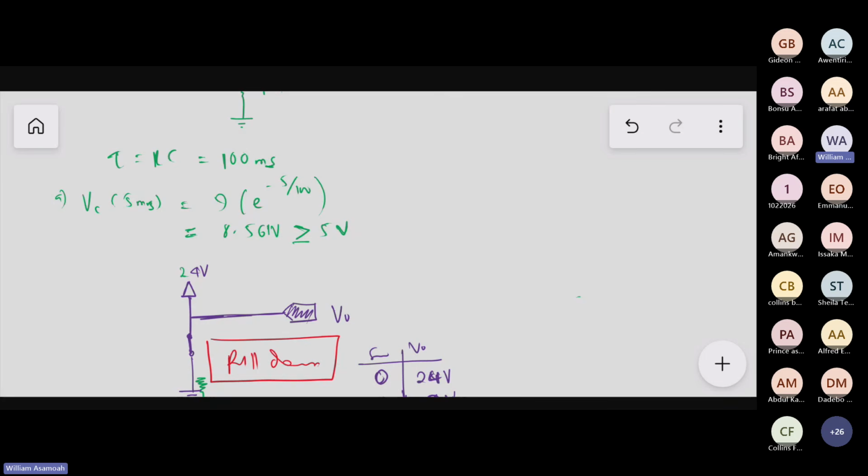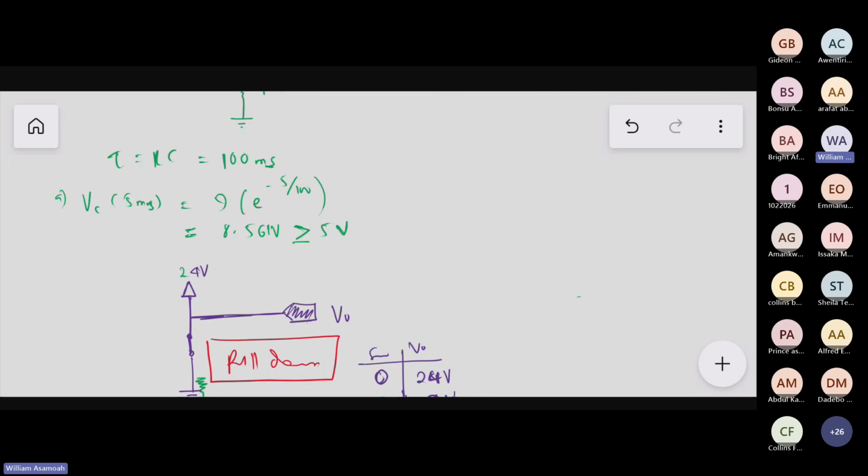Yes, sir. So during that 5 milliseconds bounce period, because of this capacitor, the PLC will still see only 8.561 volts. Please, do we get it? Yes, sir. Great. Now, look at something tricky here.